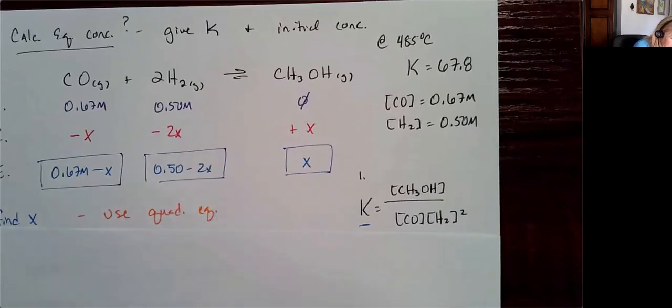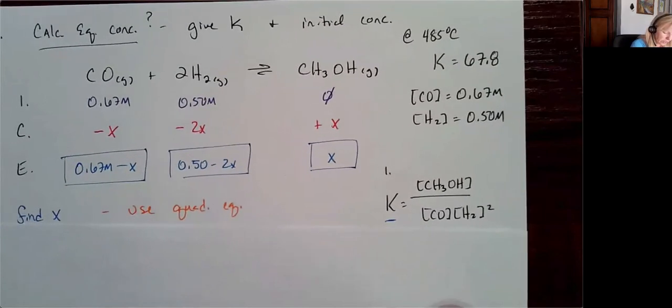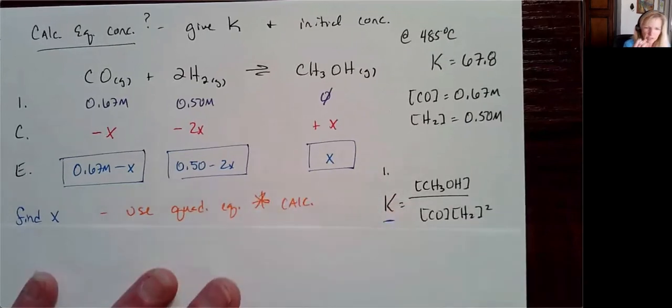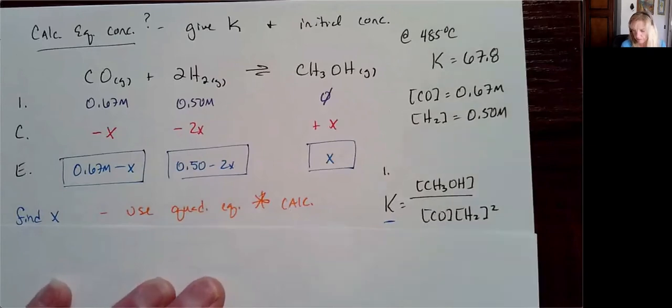I'm not going to work all that through with you right now, but when we do the Zoom sessions, we'll be doing a couple of these where we work through the quadratic equation. Use your calculator for this. Don't try to do the quadratic equation by hand. It's miserable. Now what happens if I start a reaction and I have amounts of everything?